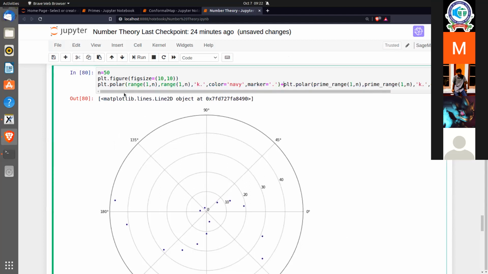So just plot them together. Maybe gray out this one. Maybe light gray.